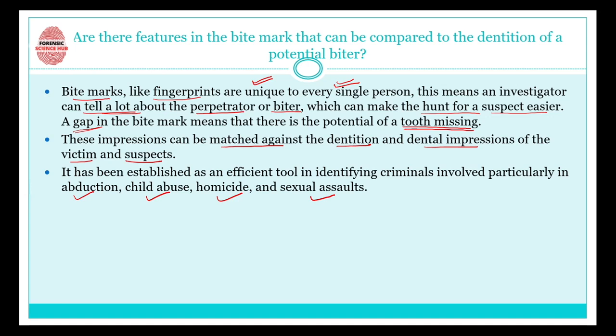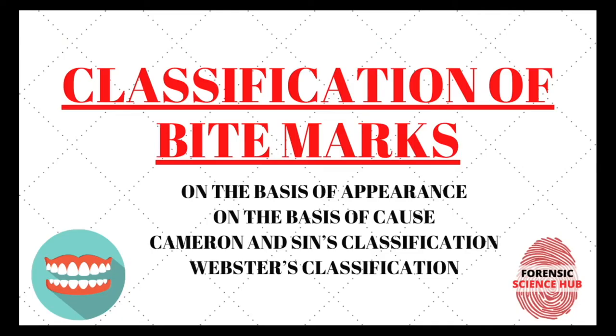In my next video, I'm going to discuss the various types of bite marks, how bite mark analysis has to be done in a sequential manner, and lots more. It's about the classification of bite marks, or the types of bite marks, and there are going to be 4 different categories of classification: on the basis of appearance, on the basis of cause, then there's Cameron and Sims classification, and then there's Webster classification.